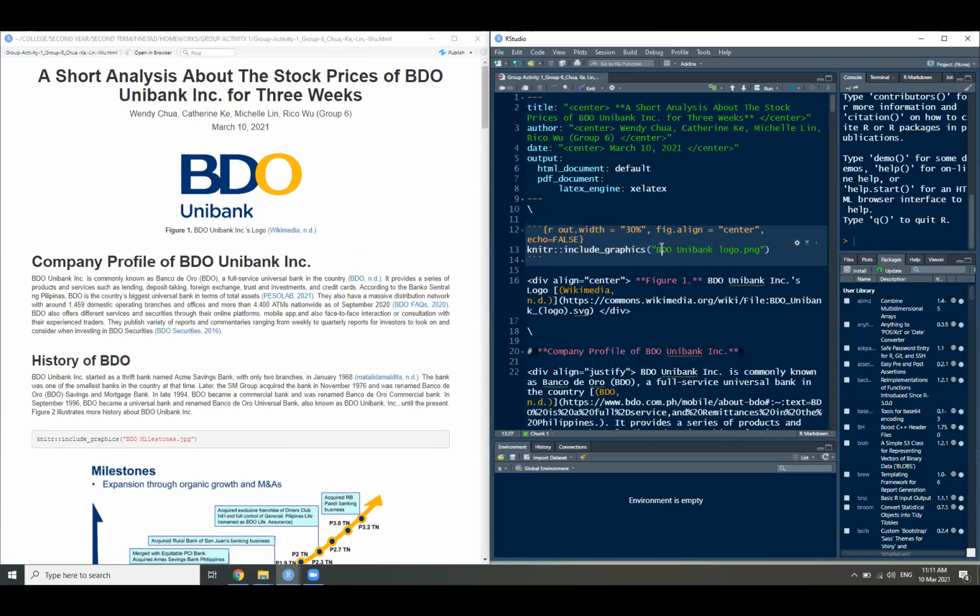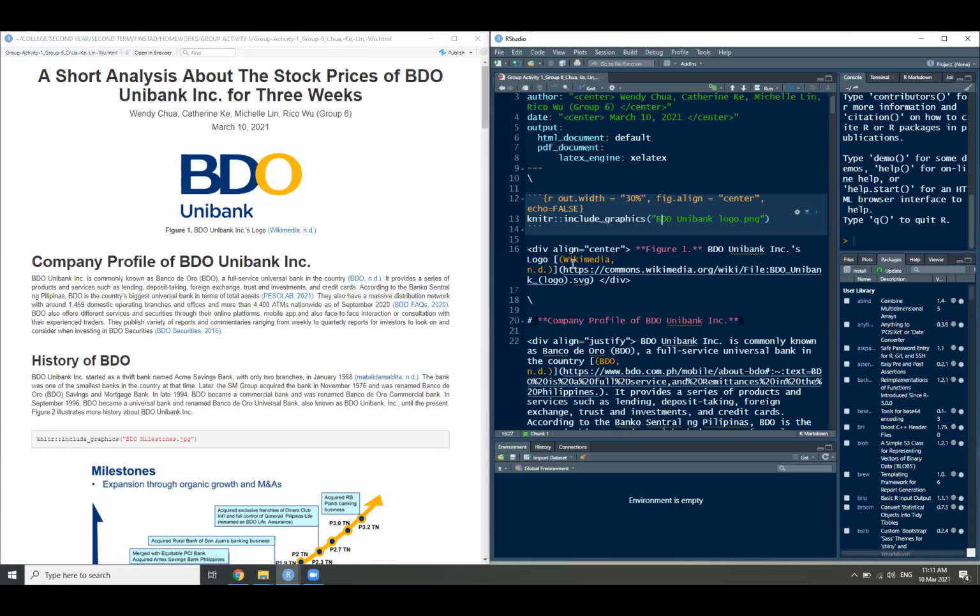So, ito yung code niya. So, nilagay na lang namin yung file name instead of yung path niya. Then, since APA format, naglagay din kami ng figure 1. So, ni-manual na lang namin by inputting figure 1, BDO Unibank Incorporation. Then, ginitna namin, ginamit namin div align center para gumitna siya. So, ito yun. Then, nag-insert na kami ng link.